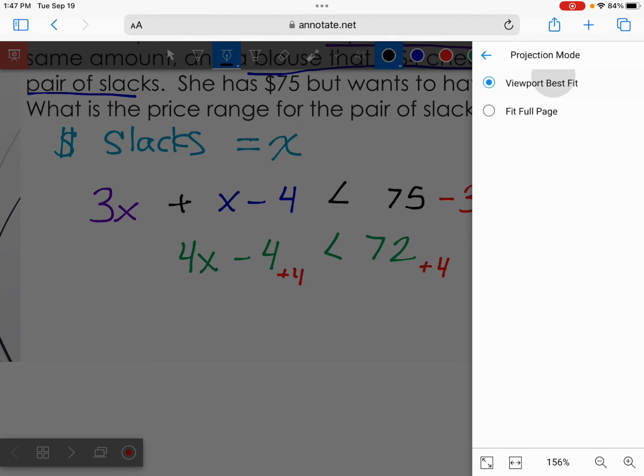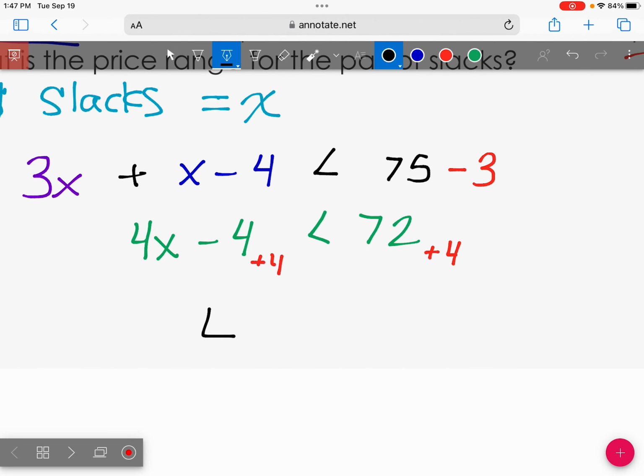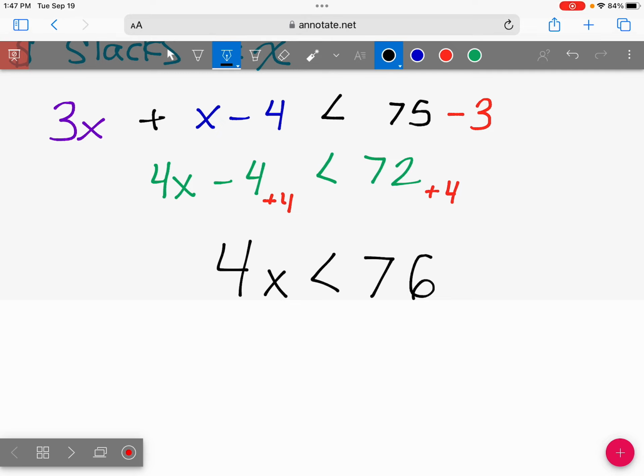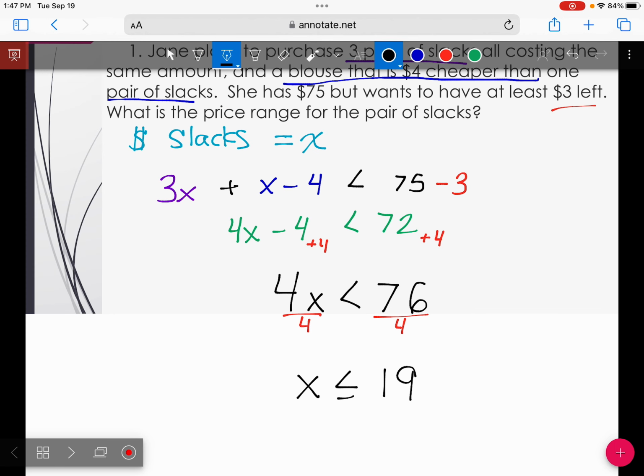I'm going to change the view there so you can actually see what I'm writing. There we go. 4x is less than or equal to 76. What do we do to figure out the cost of our pants? Divide by 4. What is 76 divided by 4? 19. So what is the possible price range for my slacks? How much could my pants cost? Up to $19. Anything between 0 and 19.